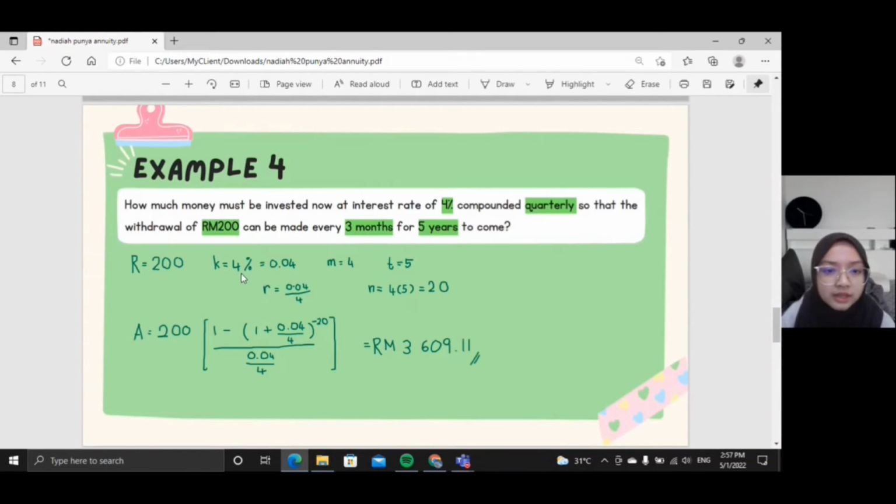Okay, so after we get the K, M, and T, we will get the R. R equals 0.04 over M, which is 4, so R is 0.04 over 4. And then N is M times T, 4 times 5 equals 20. Just substitute the constants into the formula. A equals 200, 1 times 1 minus 1 plus 0.04 over 4 to the power of negative N, negative 20, over 0.04 over 4, and then we will get the answer: 3,609 ringgit with 11 cents.